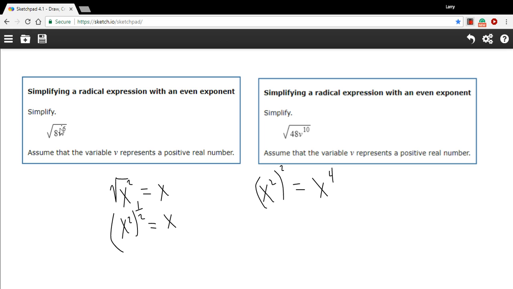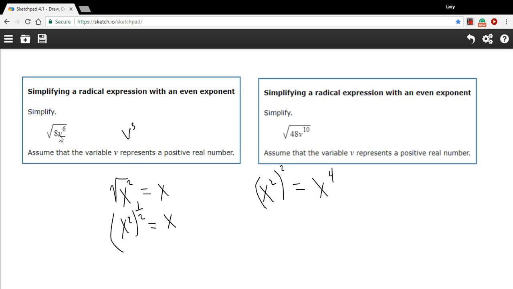So when we see something like this, we have v to the sixth underneath the square root symbol, we can just multiply by 1/2, divide by 2, it's the same thing. So v to the sixth, if you take the square root of that, you're going to get v to the third. So that's this part of it.